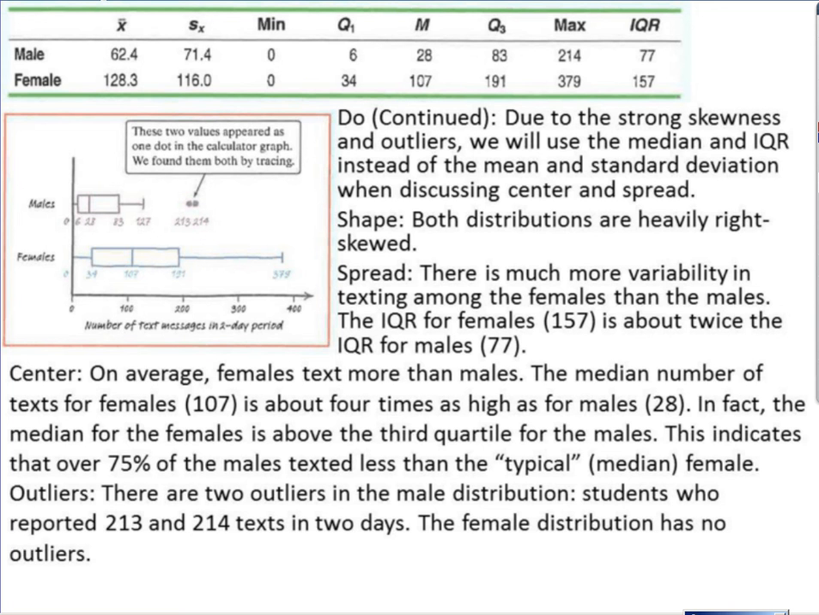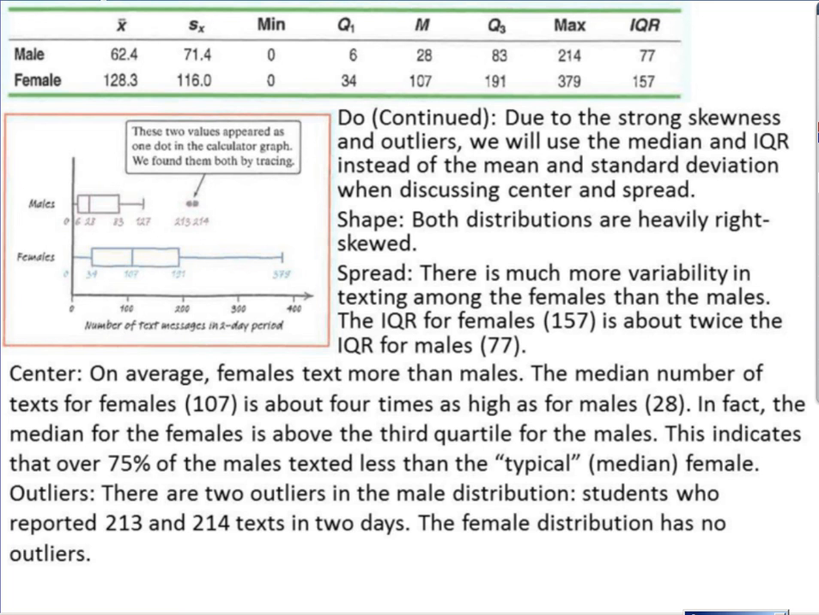Due to the strong skewness and outliers, we will use the median and IQR instead of the mean and standard deviation when discussing the center and the spread. So then we actually need to discuss, we're still in the do part, what we notice about these graphs. So the shape, both distributions are highly skewed to the left. Because they are skewed, we're going to talk about that IQR.